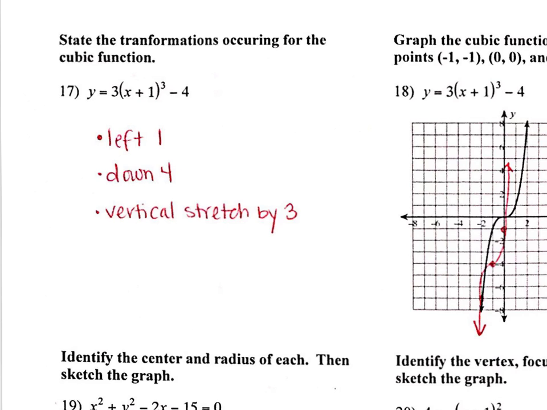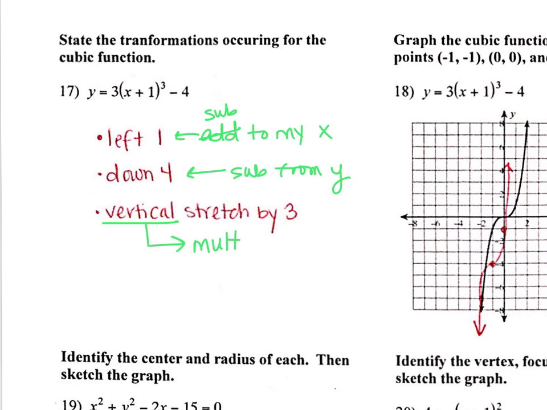Now the other thing that I want you to note, and this is for question 18, is what do these things do? So a left 1, that's going to add to my x, because that's in the x direction. And it's not actually going to add, it's going to subtract. All right, down 4 is going to subtract from my y. Vertical, that's a y component. So vertical is going to affect my y, and when you stretch or compress, you're either going to multiply or divide. Stretch is going to tell me to multiply, because we want it to get bigger. So multiply my y by 3.